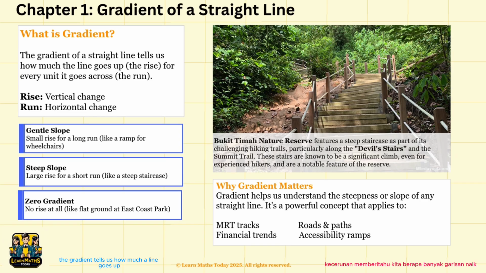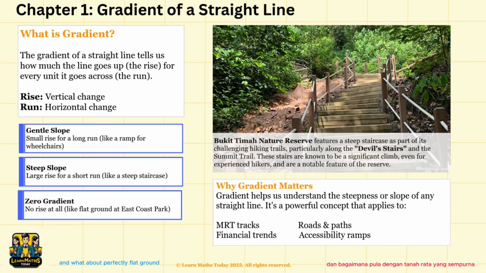In simple terms, the gradient tells us how much a line goes up. That's the rise. For every unit it goes across, that's the run. Rise refers to the vertical change, how much you go up or down. Run refers to the horizontal change, how much you go across. So let's put that into perspective. A gentle slope means you have a small rise over a relatively long run. Imagine a smooth, gentle ramp designed for wheelchairs. It gradually goes up. A steep slope means a large rise over a short run. This is exactly like those challenging, steep staircases at Bukit Timah, where you gain a lot of height very quickly.